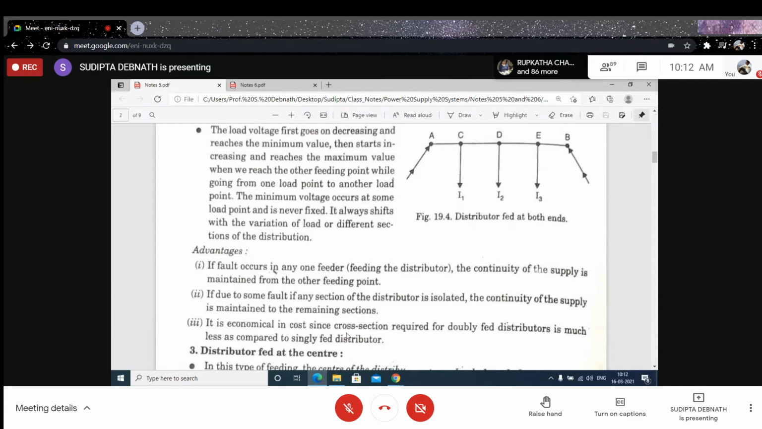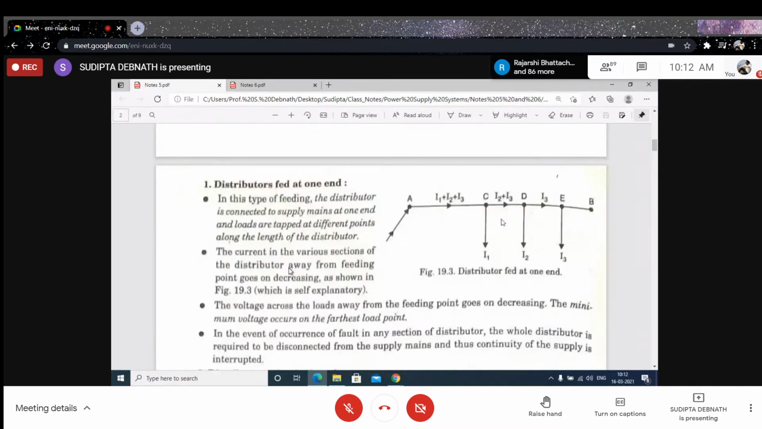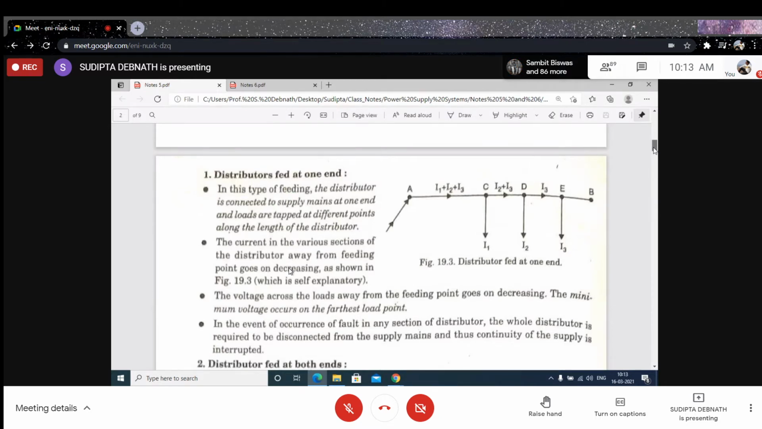It is economical in cost since the cross section required for a doubly fed distributor is much less as compared to a singly fed distributor. What happens? Let us consider I1, I2, I3 are the same as for this feeder fed at one end. At this section, maximum current will flow, I1 plus I2 plus I3. So more cross-sectional area will be required for this section. You can put less cross-sectional area in these sections, because we generally design the conductors on the basis of current density. So here, as it carries maximum current, the cross-sectional area required should be more.